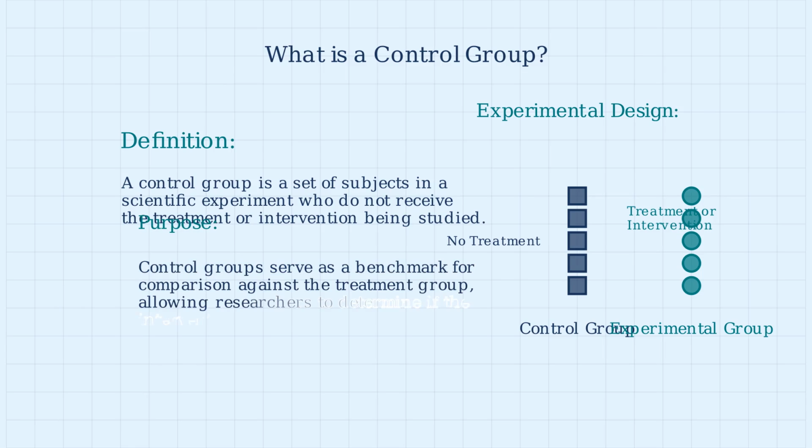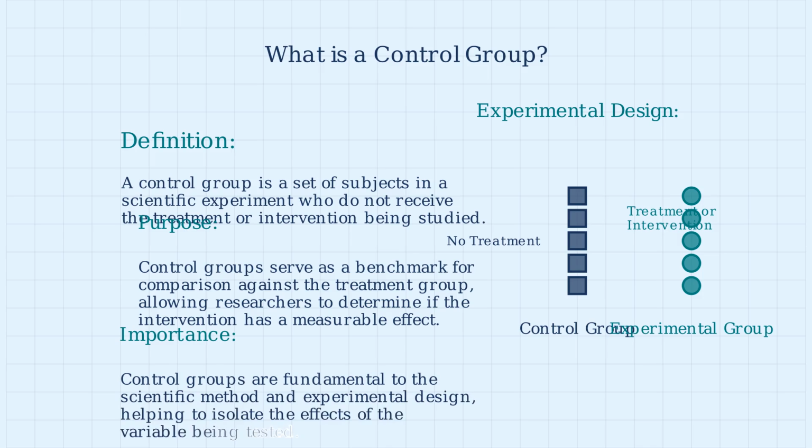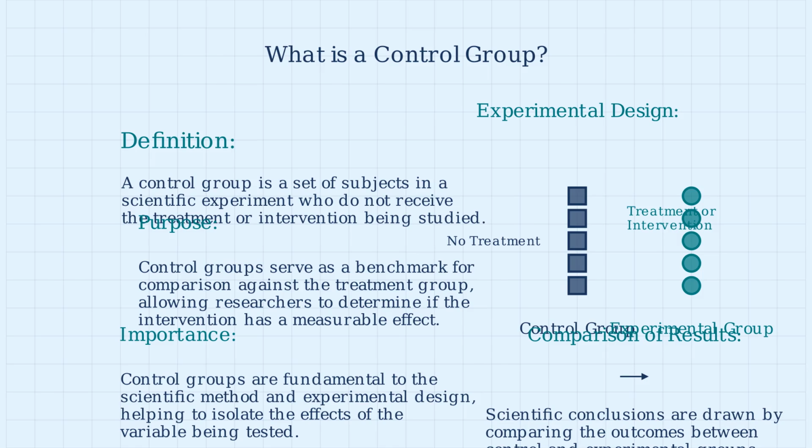Control groups serve as a benchmark for comparison against the treatment group, allowing researchers to determine if the intervention has a measurable effect. Control groups are fundamental to the scientific method and experimental design, helping to isolate the effects of the variable being tested. Scientific conclusions are drawn by comparing the outcomes between control and experimental groups.